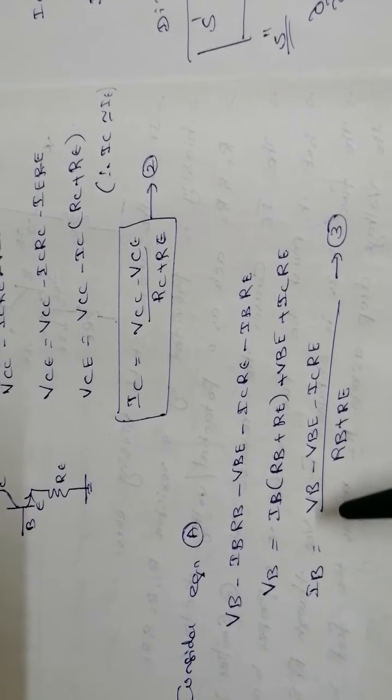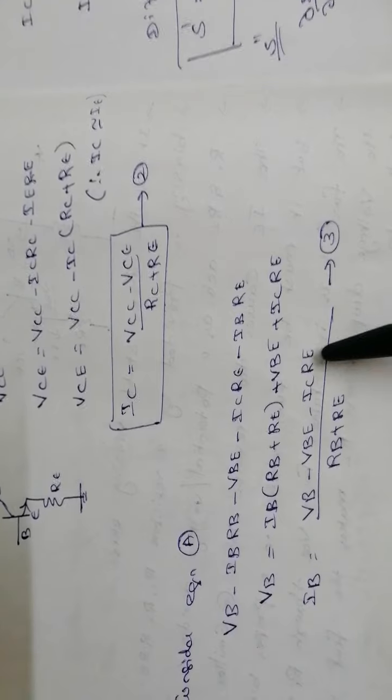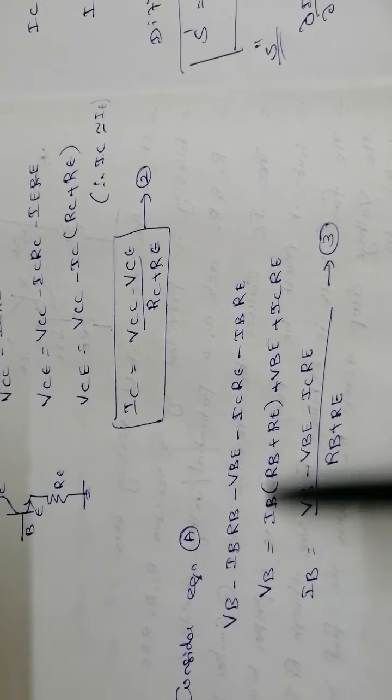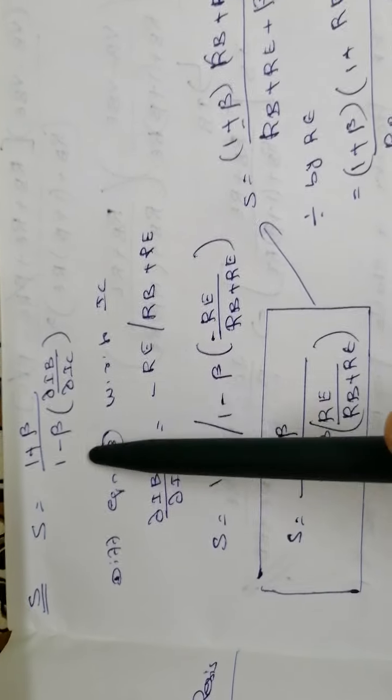So for that we have to change the IB equation in terms of IC, then only we can get ∂IC/∂IB. So now consider this equation as equation 3. Now to find the S value, we know the S formula.